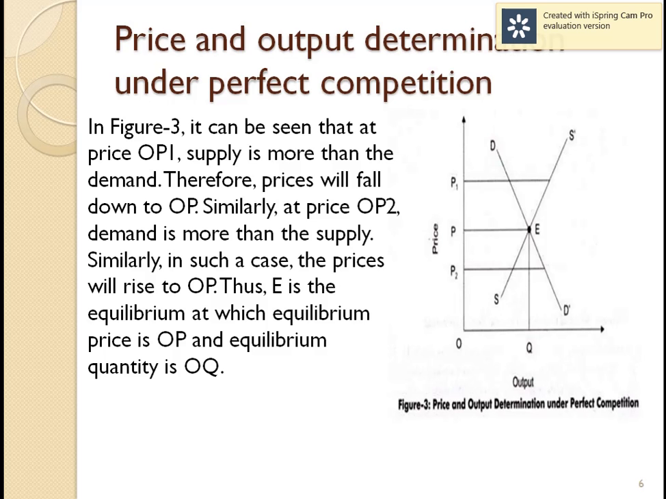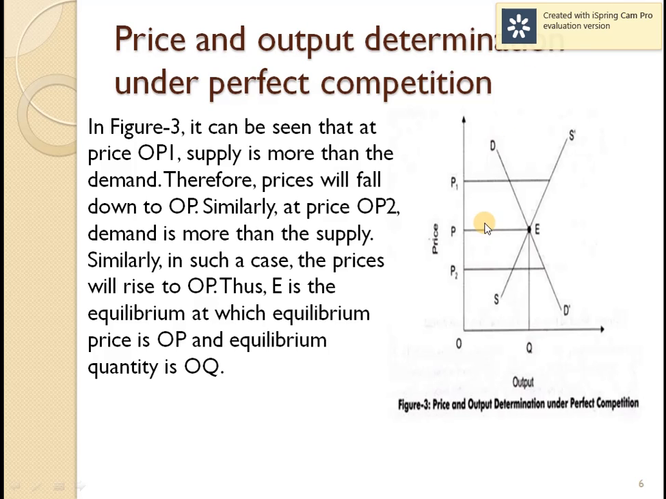Next is price and output determination under perfect competition. How are the price and output determined? As I already said, there will be a large number of buyers and sellers, and the price will be the same because they supply a homogeneous product. How will this be maintained? This will be maintained only through demand and supply measures. Demand will vary, supply will vary, price will vary, but at last again it will come to the original position. This is what I'm going to teach you now.